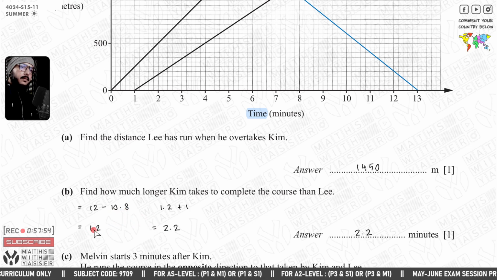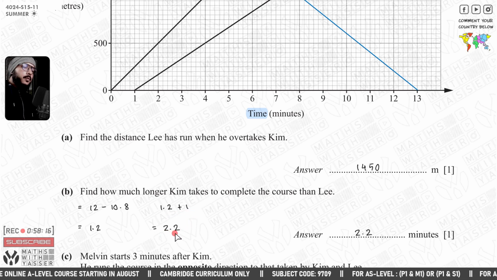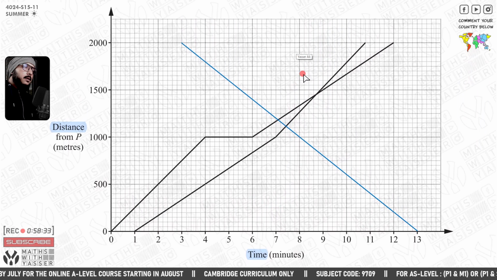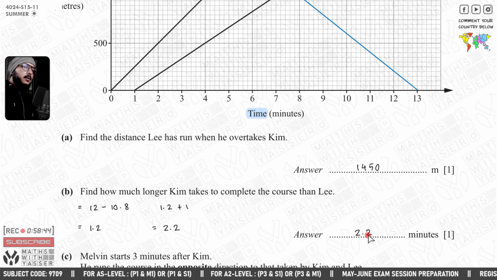That means Lee has completed the course 1.2 minutes earlier. But since Lee started 1 minute after, it's not just 1.2, but 1.2 plus 1, which is 2.2. So 2.2 minutes extra was required for Kim to complete the course than Lee. Lee started 1 minute after and completed 1.2 minutes before. Therefore, Kim took 2.2 minutes longer.